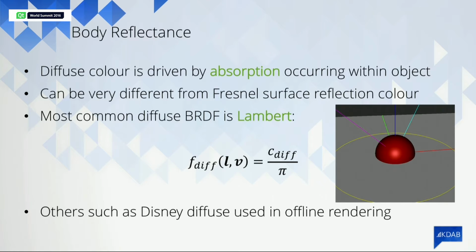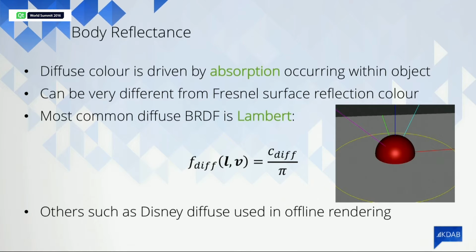So yeah, the body reflectance, we tend to represent that with a simple term in our BRDF, and by far the most common term to use is the good old Lambertian BRDF function. This basically just says that for light shining on a surface, the light is then scattered equally in all directions over that hemisphere. So very, very simple.